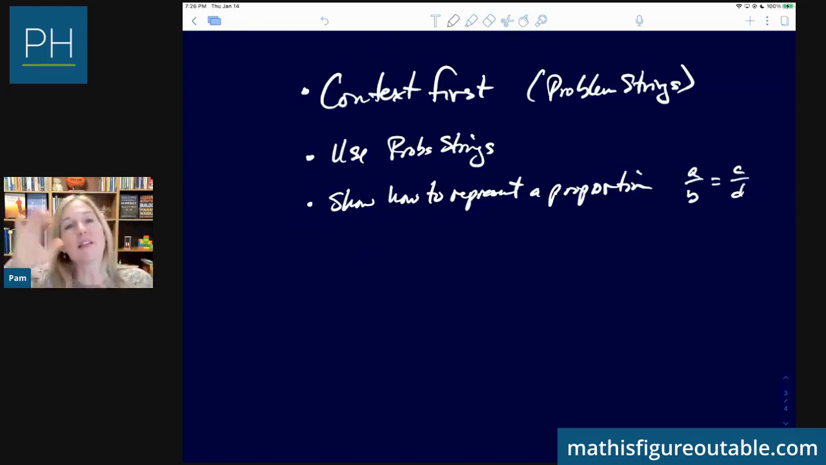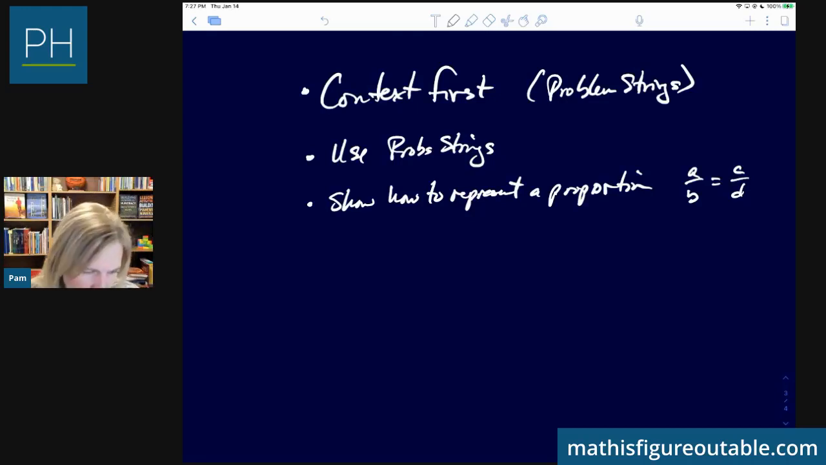Then we say, hey, this is how it could look. And we model sort of the representation. Students can say, when we solve a problem like this, it can look like that. Okay. All right, cool. And then you do that. You keep doing problem strings and keep using context and you keep building. And as you solve those problems, you say, hey, we could represent that with this proportion.